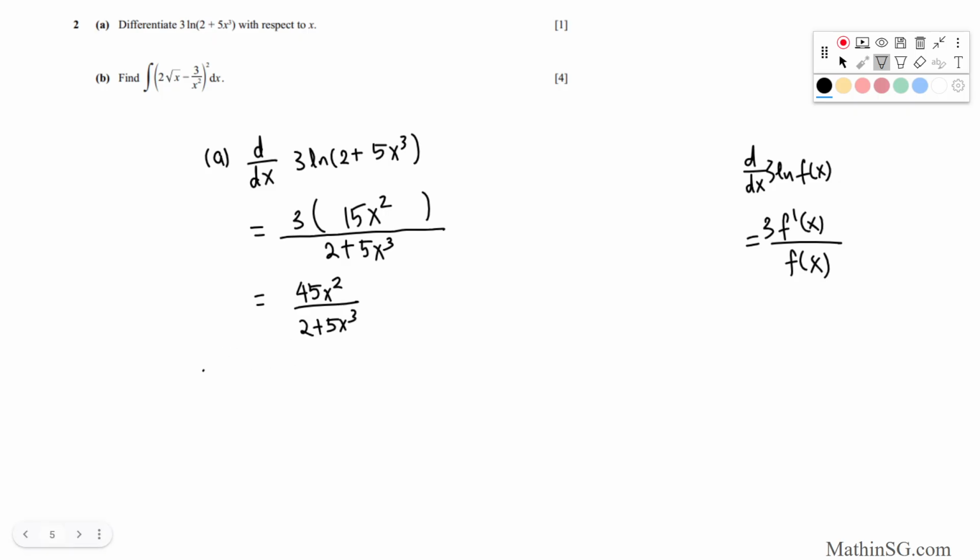Now let's move on to B. So you're asked to find this. So remember, there is no quotient rule, there's no product rule, there's no chain rule for integration. So you have a square here, you have to expand it. Okay?